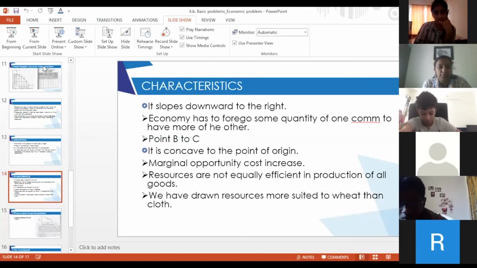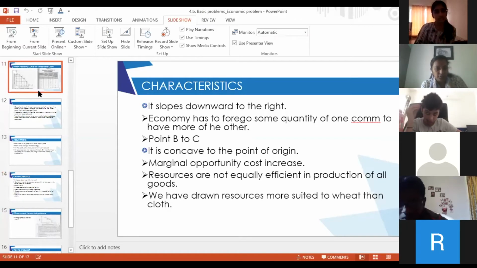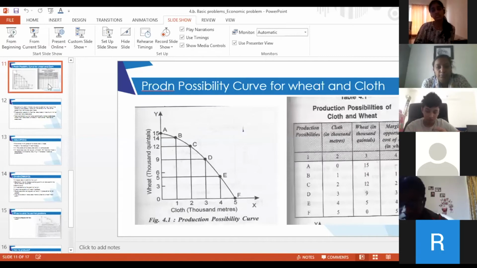If you see the curve, when you move from point B to C, you have a movement wherein you have increased the production of cloth. You cannot retain the same production of wheat, or increase the production of wheat. One increases, the other will definitely decrease. Okay, is it clear to you?